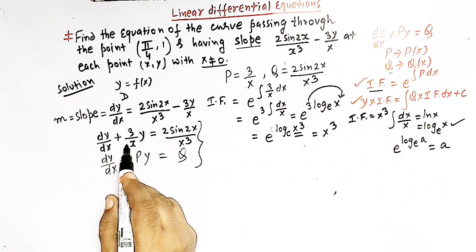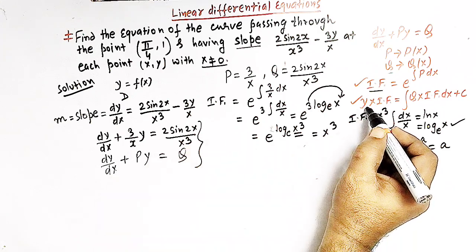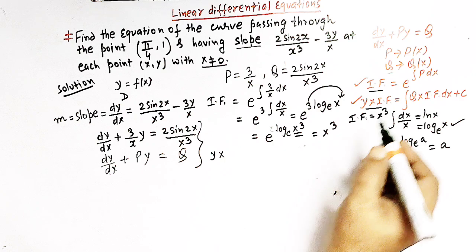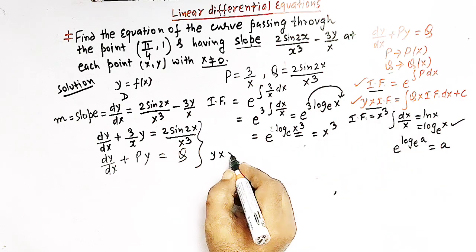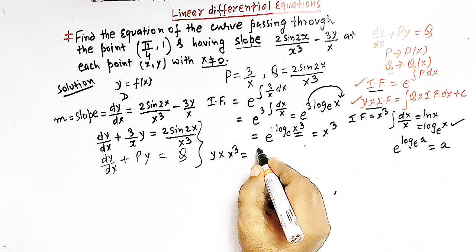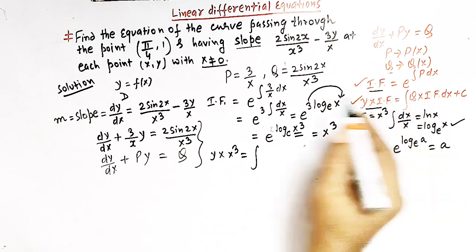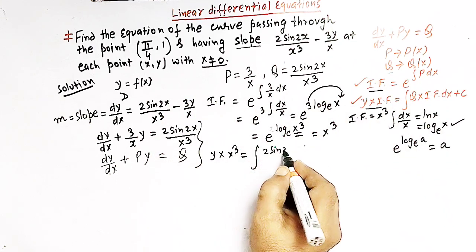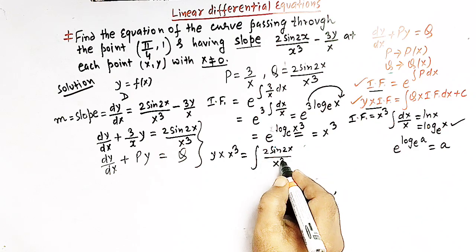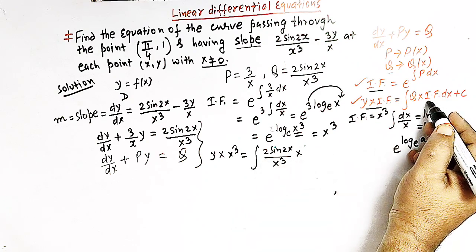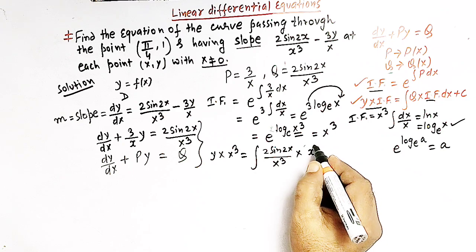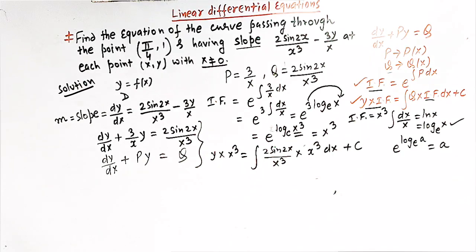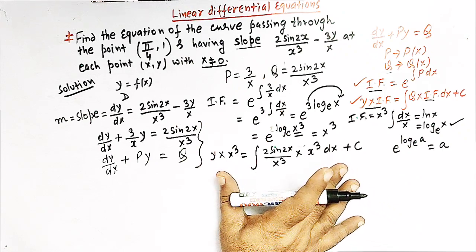So now the solution of this differential equation is given by this expression. So we have y times integrating factor, that is simply x cube, and then we have integral Q, which is given by 2 sine 2x divided by x cube, multiplied with the integrating factor, that is x cube, and here we have dx plus c. So let us simplify it.